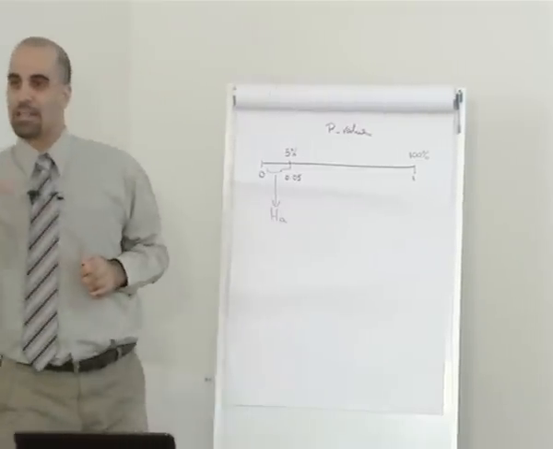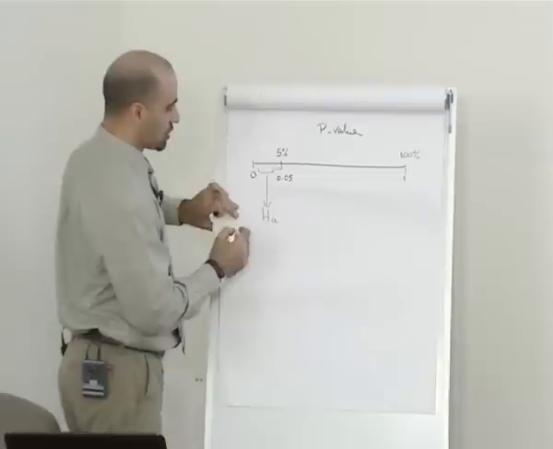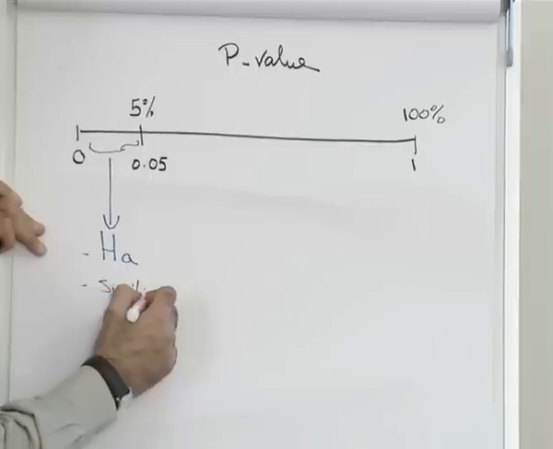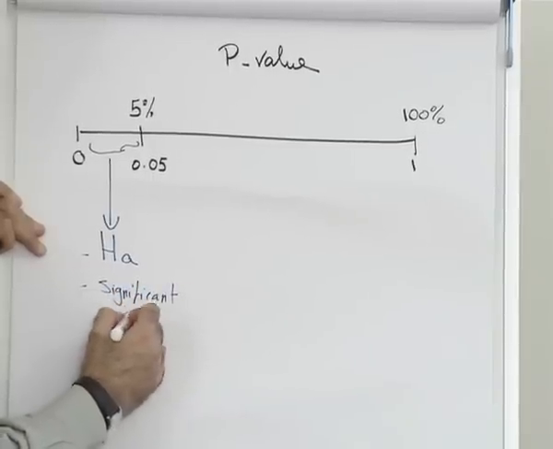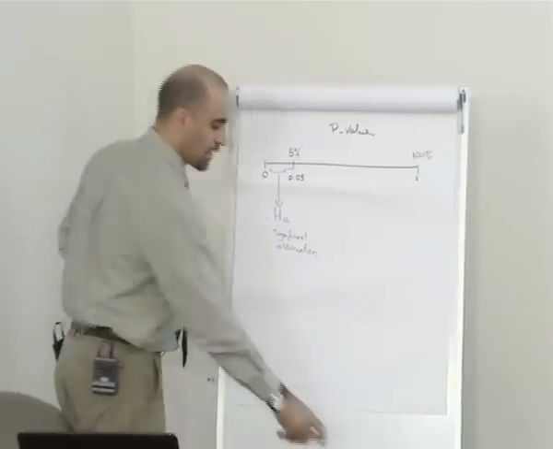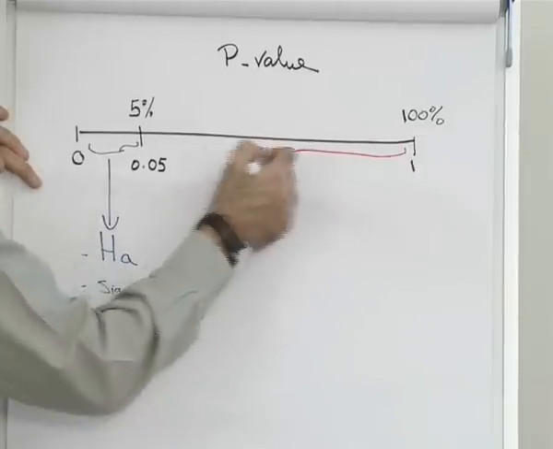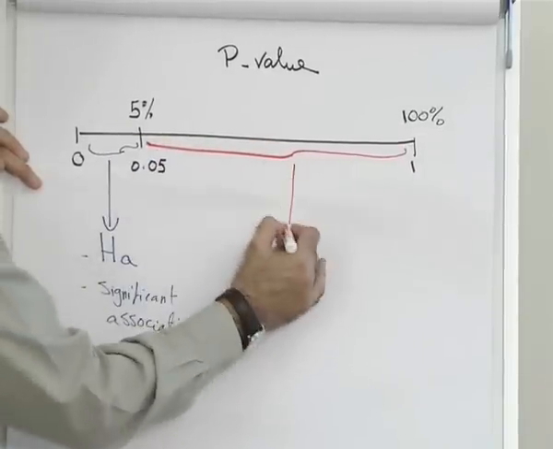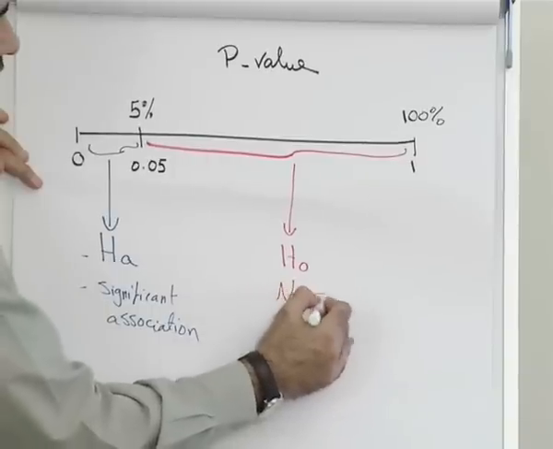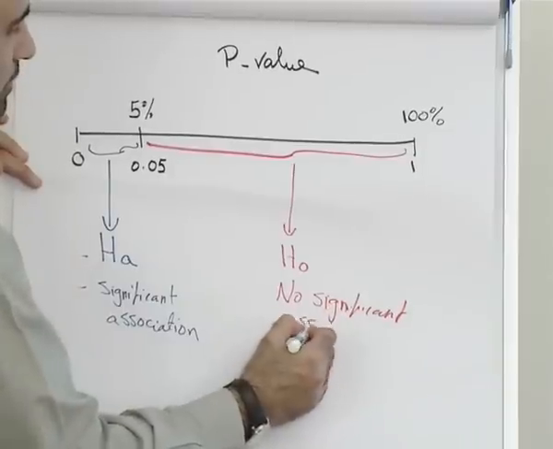So if the p-value is less than 0.05 or 5%, I would say it supports the alternative, or I will say there is a significant association. On the other hand, anything that is above 0.05, it supports the null, and I will say no significant association.